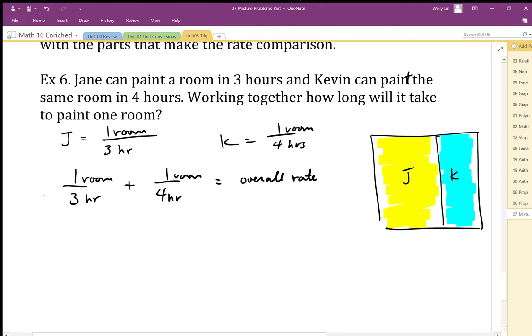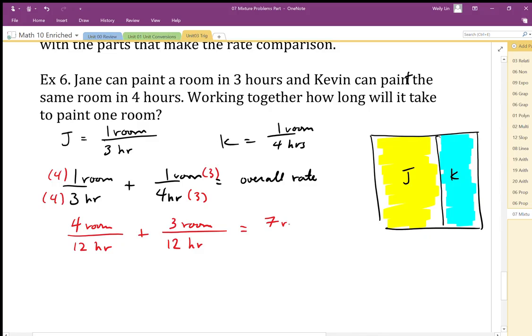So what I'm going to say is that in 12 hours, Jane can do 4 rooms in 12 hours, and Kevin can do 3 rooms in 12 hours. And that makes sense because Jane is the faster worker. And together, well, if they're both working for 12 hours, they're going to get a total of 7 rooms completed in 12 hours.